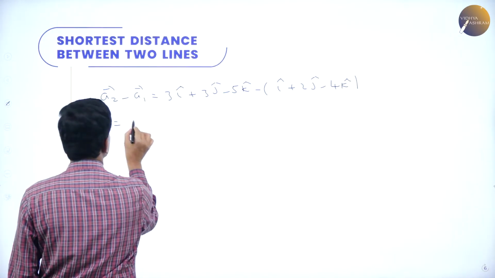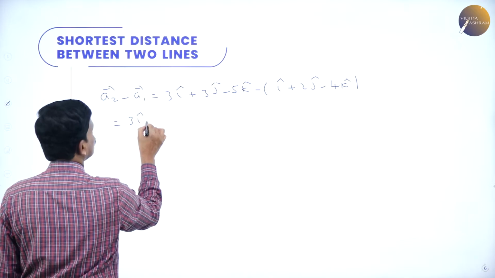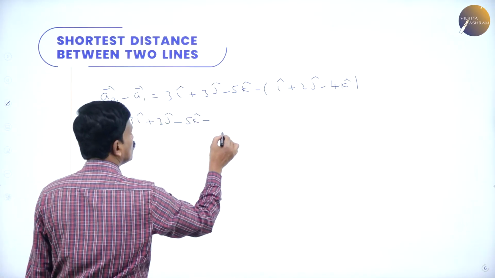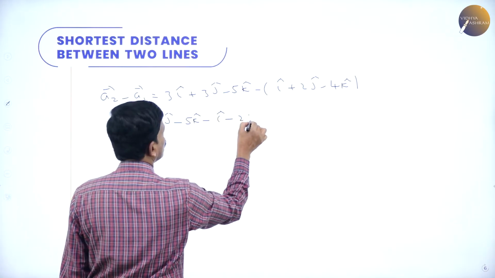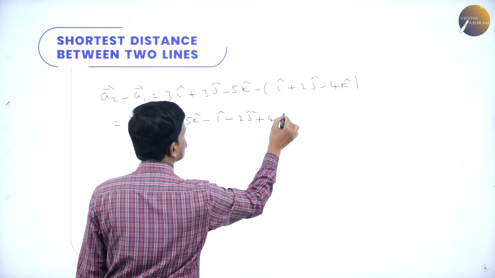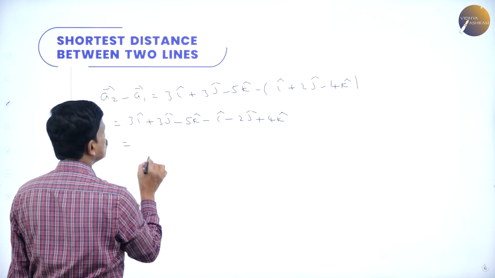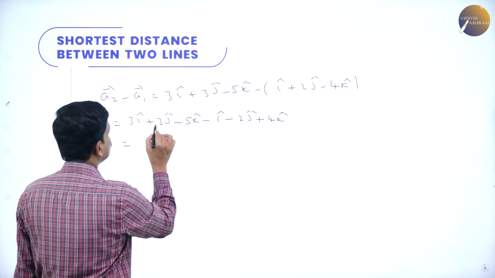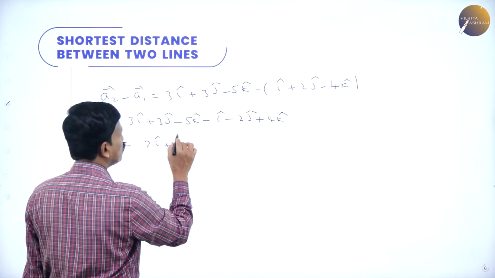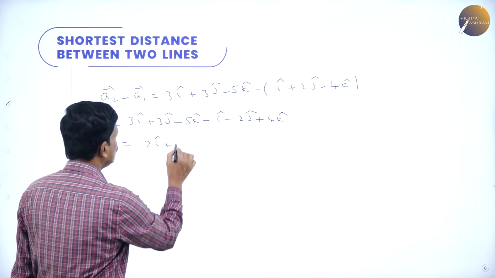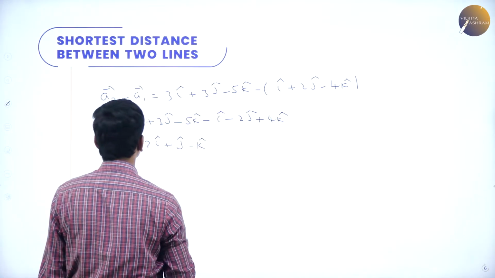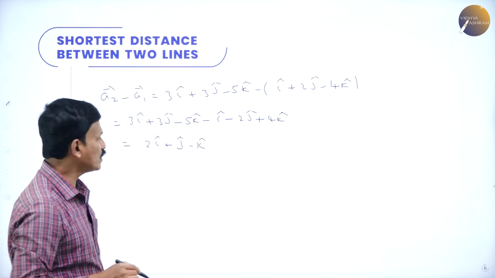Simplify this. This is equal to 3i cap plus 3j cap minus 5k cap, multiply by negative sign, minus i cap minus 2j cap, minus into minus plus 4k cap. So this is equal to 3i minus i is 2i, 3j minus 2j is plus j, and minus 5 plus 4 is minus k cap. This is A2 minus A1 vector.